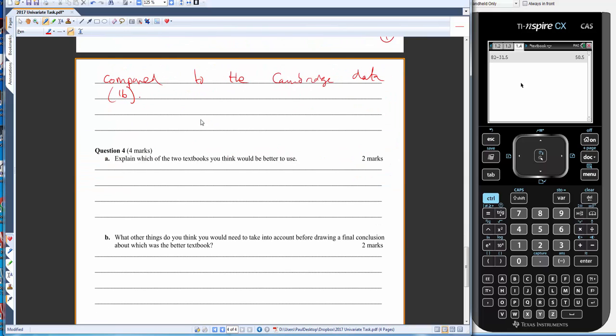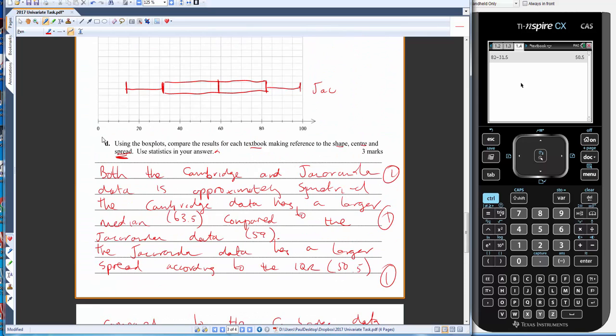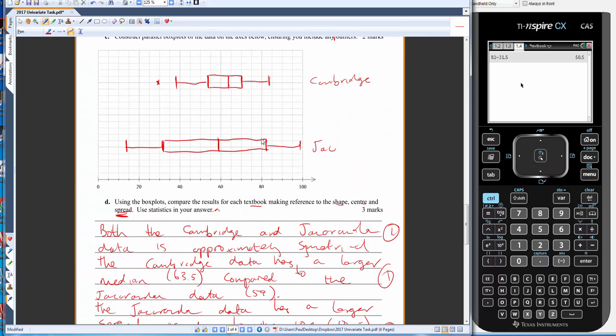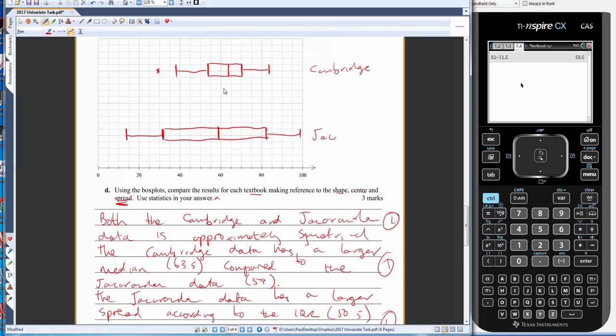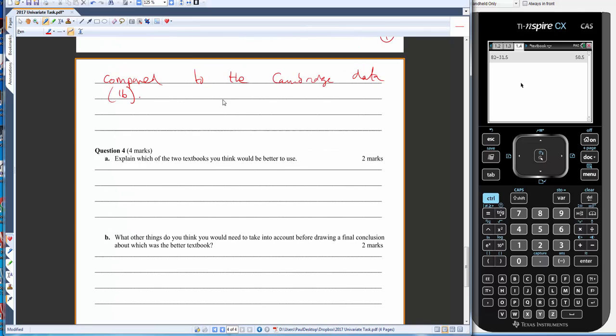Okay, and just to the final questions, which ones would you use? A lot of students said that they would use the Jacaranda because it produces these higher scores, okay? But you got to remember that it also produces these lower scores as well. So you basically look at the median, okay, and that's the first thing you would use. So I would say the Cambridge straight away, due to the larger median.